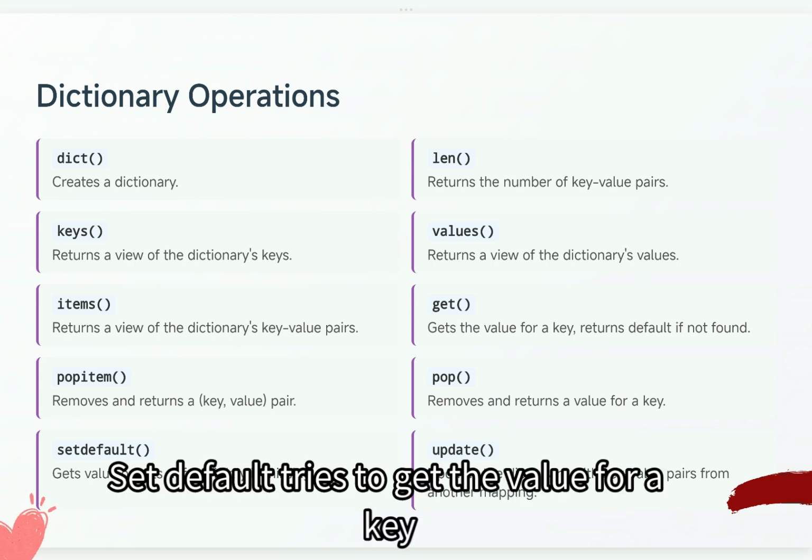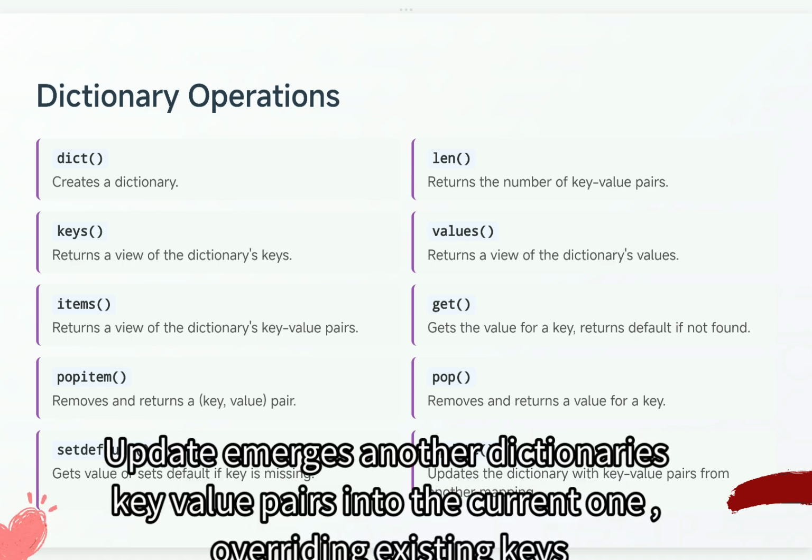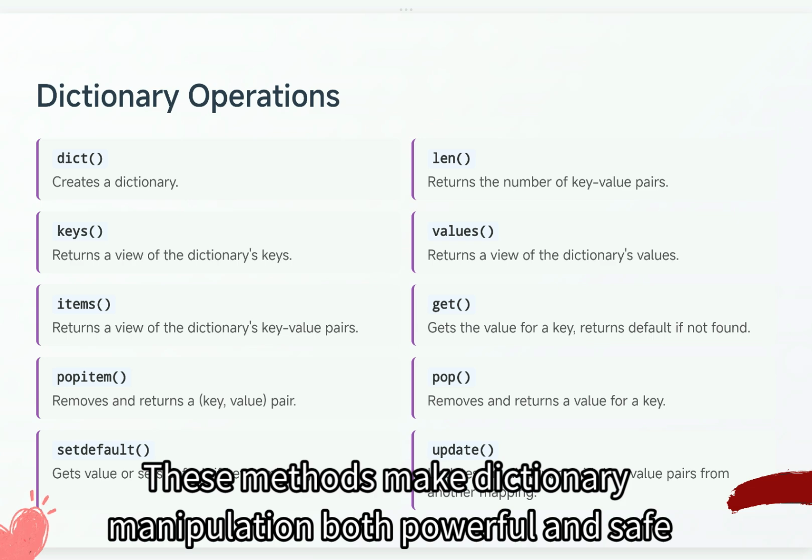Setdefault tries to get the value for a key. If it doesn't exist, it sets the key to a default value and returns that default. Update merges another dictionary's key-value pairs into the current one, overwriting existing keys. These methods make dictionary manipulation both powerful and safe.